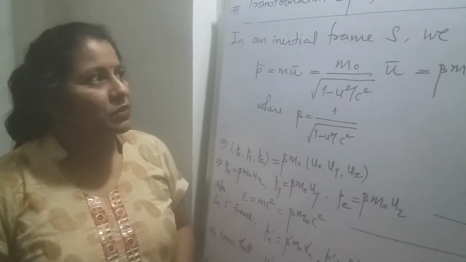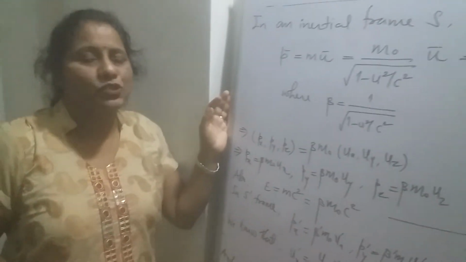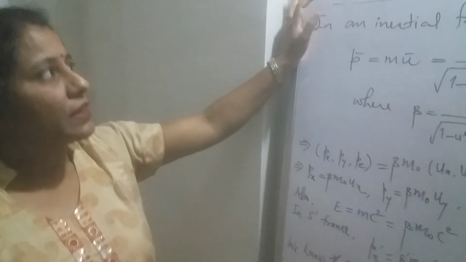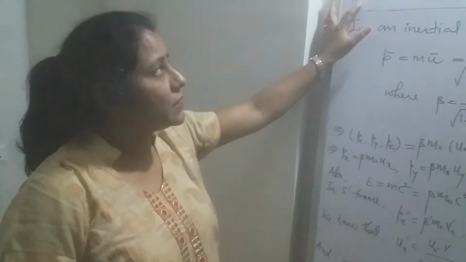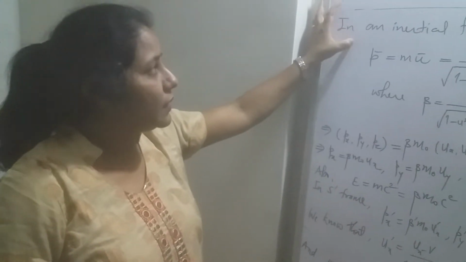Hello students, today we start with lecture 3 of special relativity, that is on relativistic mechanics, unit 4 for the BSc final year. Now today we will take the topic: transformation equations for the momentum and the energy.